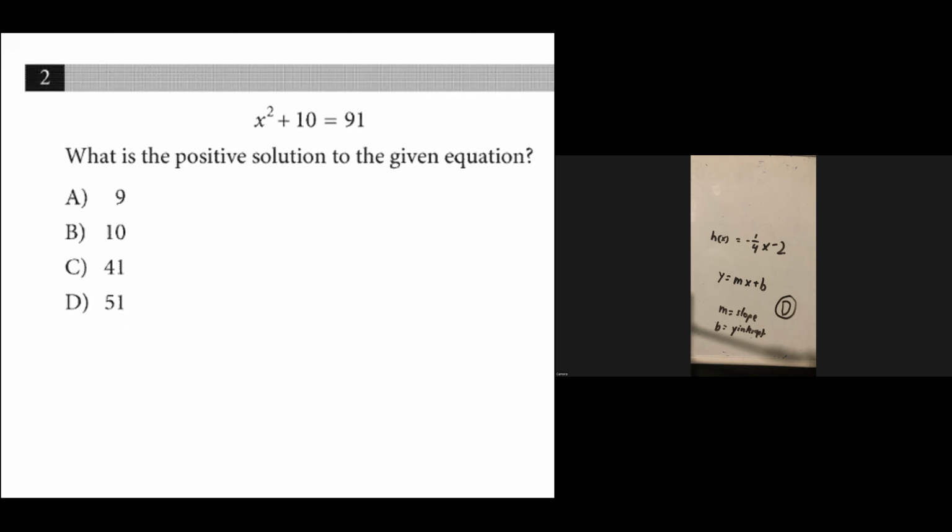Okay, question number 2. Oh, yes, and all these SATs we take during these classes are official SATs that have been given before in the past. Some of these might be a little bit easier, some of them might be a little bit harder, but these are all official SATs that have been taken by students.